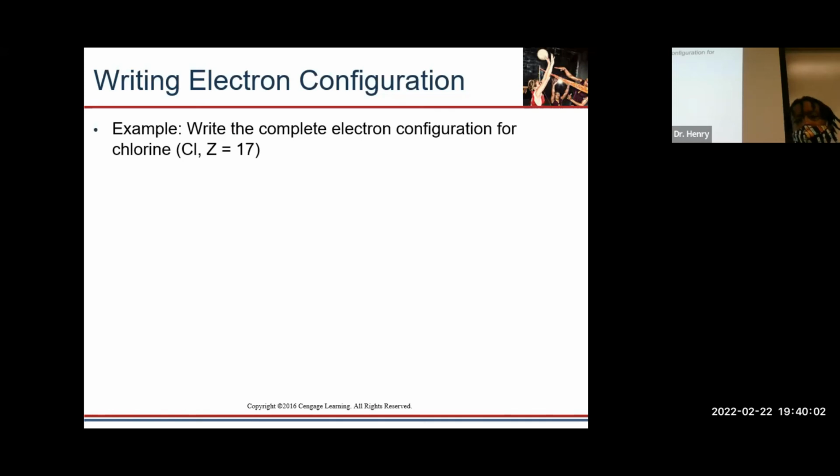Okay, so write the electron configuration for chlorine, which has atomic number 17. I'd like you guys to write it the long way and then the short way. Both.